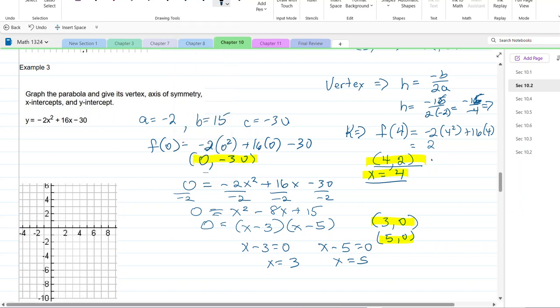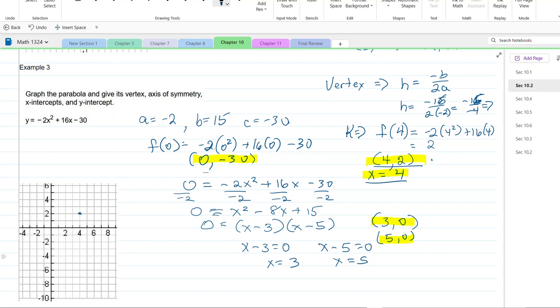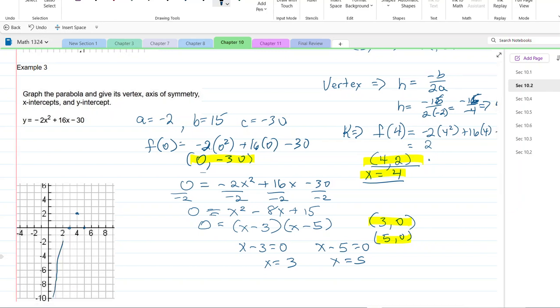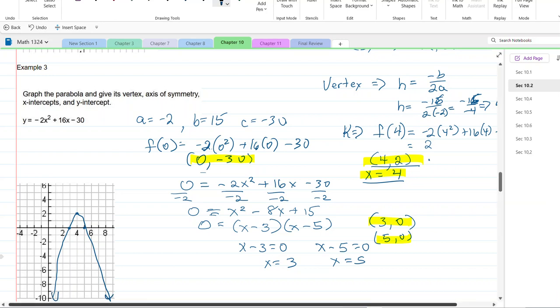And that is 4 and 2. Then I'm going to graph the x-intercepts, 3 and 5. And what I'm going to do is, okay, can I see 30? No, but it will cross there at 30. And remember that my axis of symmetry is x equals 4.